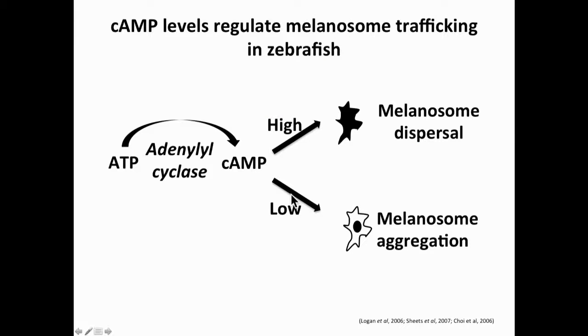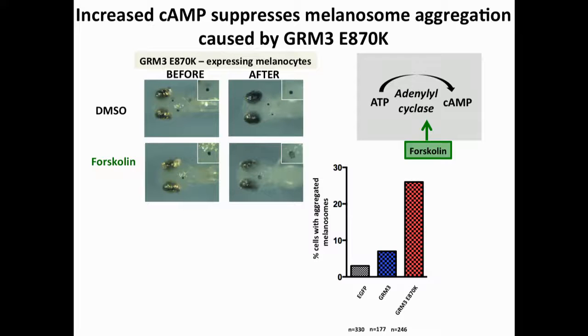It's known that cyclic AMP levels can regulate melanosome trafficking in zebrafish. High levels lead to melanosome dispersal, while low levels of cyclic AMP lead to melanosome aggregation. So we were wondering if our E870K mutation phenotype was a consequence of the cyclic AMP levels. To test this question, we used forskolin, a drug that activates adenylyl cyclase and increases cyclic AMP levels.